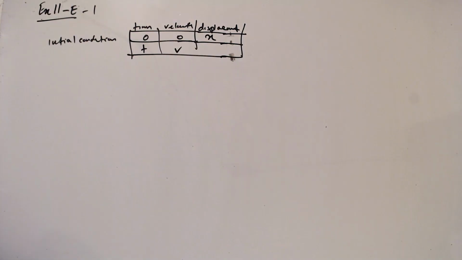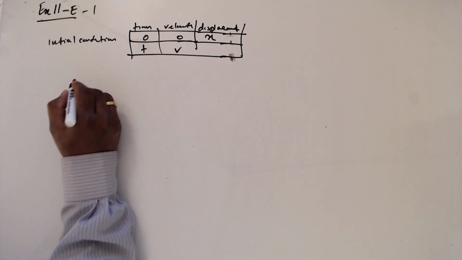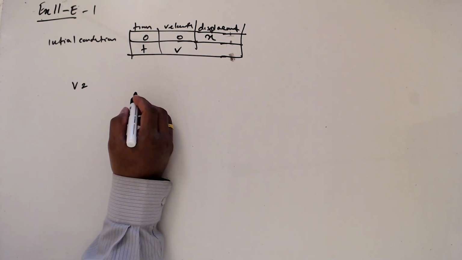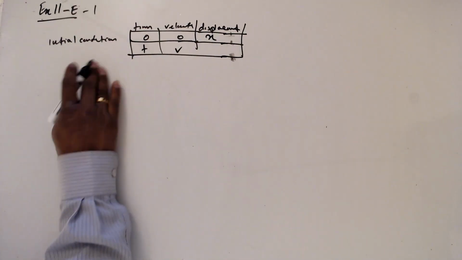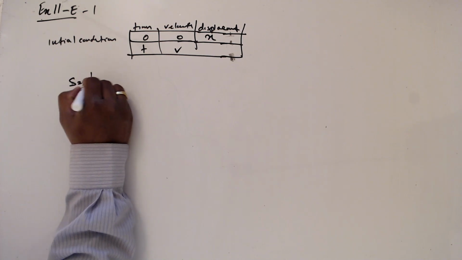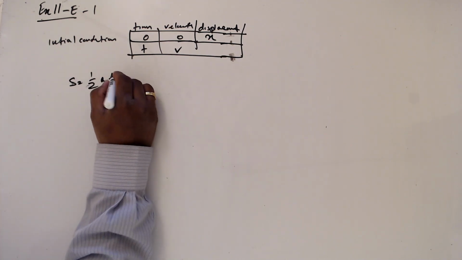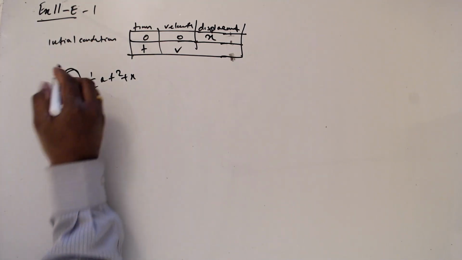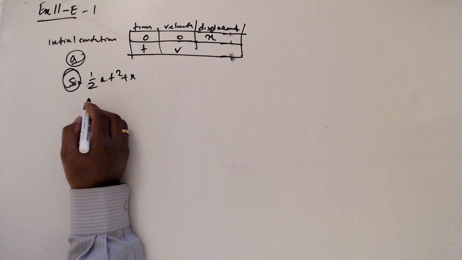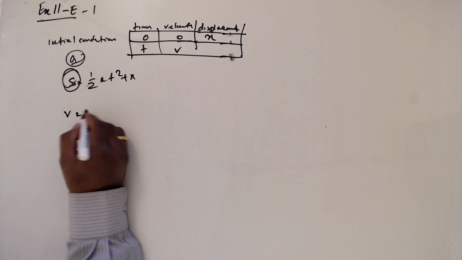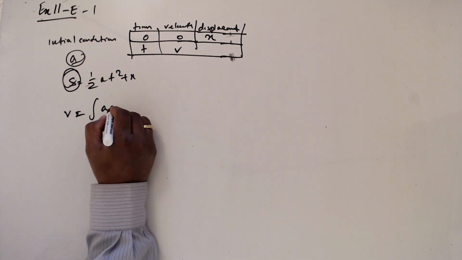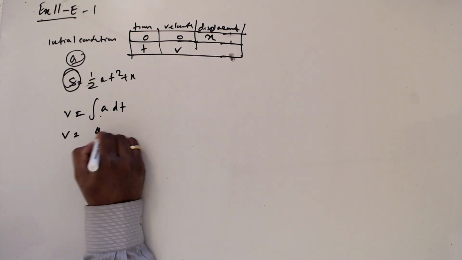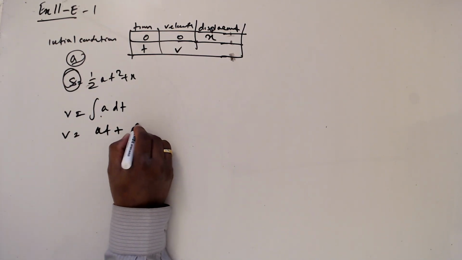If we can find velocity, finally we have to show that s equals half at square plus x. It means we want to get the displacement. We have the acceleration a. So if we integrate a with dt, we will get v. So v equals at plus the constant c.